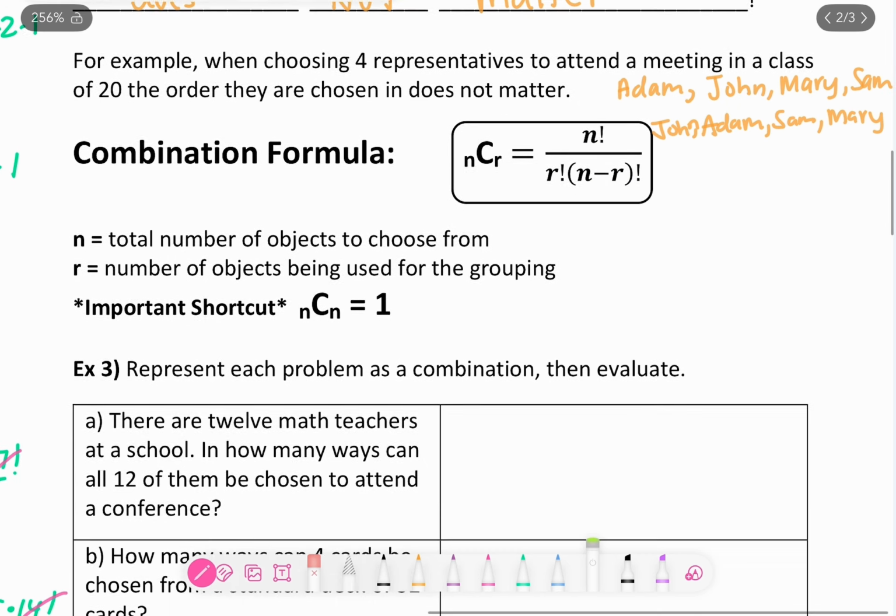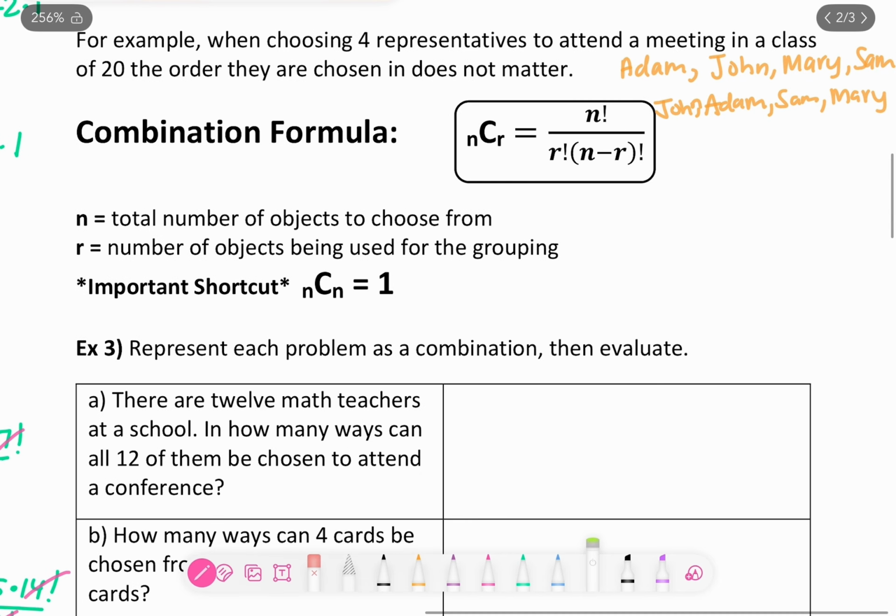So in the bottom, you're dividing more than you did before, and that's what's going to make that number smaller, okay? An important shortcut is if you have a total and you're going to use a combination of that total, that's just going to be 1. There's only one way to choose everybody in the class, right? There's only one way to do that.